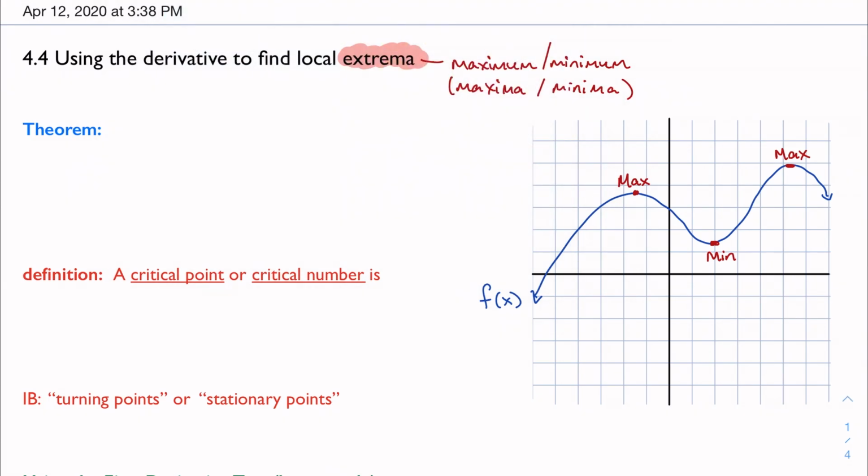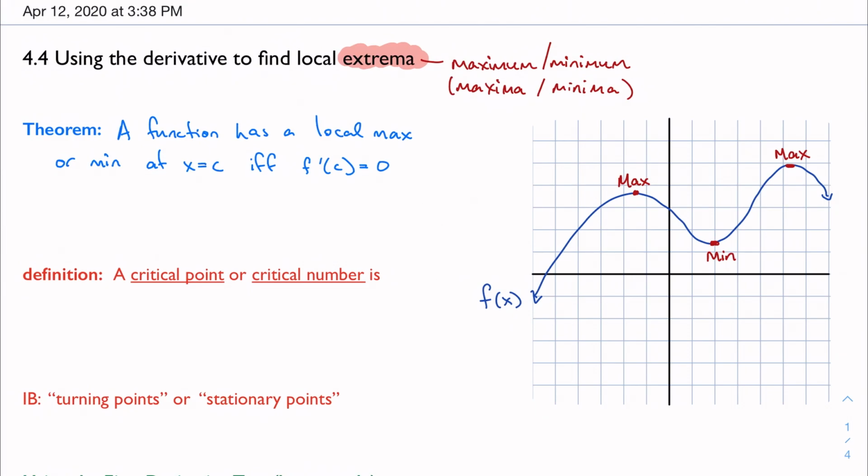So my theorem that guides the first part of this section is to say that a function has a local max or a local min at some number that we're going to call c, if and only if f prime of c is 0. So if I take the derivative at that number and I get 0, then that tells me that I have either a local max or a local min. We just don't know yet if it's one or the other.